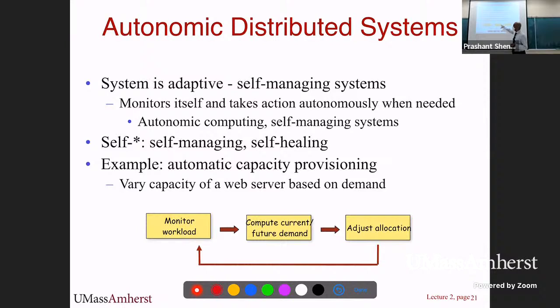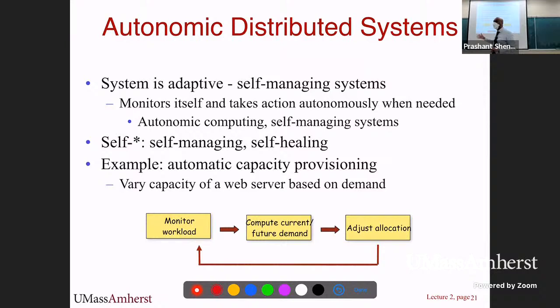Here's an example of how you can implement this idea in a web server or a website that you run or a web application. You can monitor your workload, and then you can compute what the current workload looks like, what the future workload might look like. And if you see that the system is getting overloaded, you can start new servers to handle the additional traffic. So your application can say, I have 4 servers, the workload looks like it needs 6, start 2 more. All that intelligence is now built into the application itself.